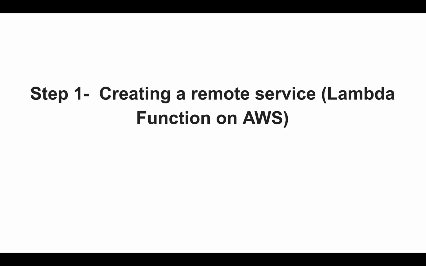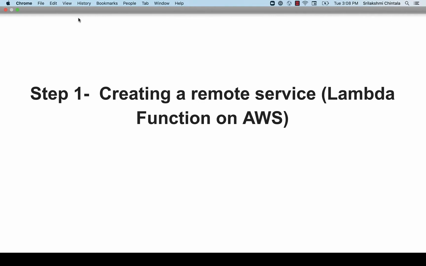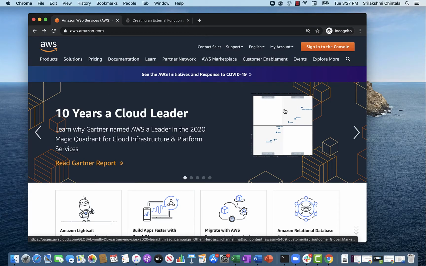First, we want to create a remote service which is a Lambda function on AWS. Before we create a Lambda function, we will need to obtain our AWS platform ID. To find the AWS platform account ID, let's start off by signing into the AWS console.